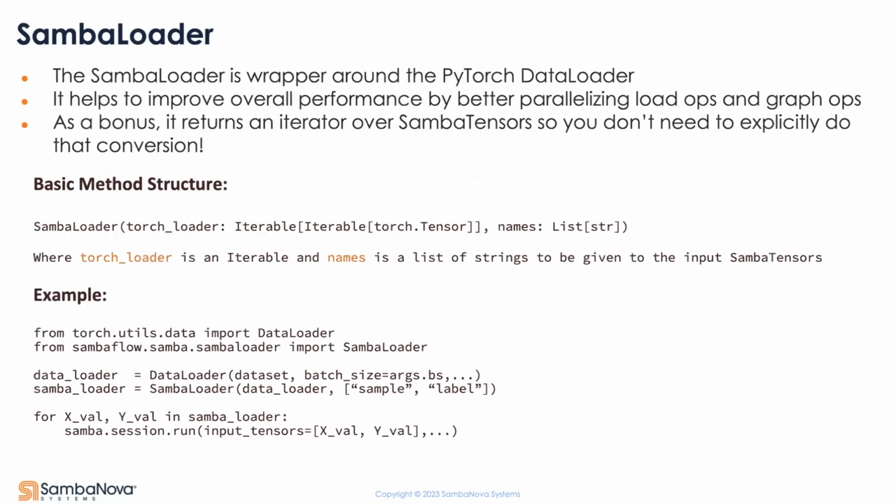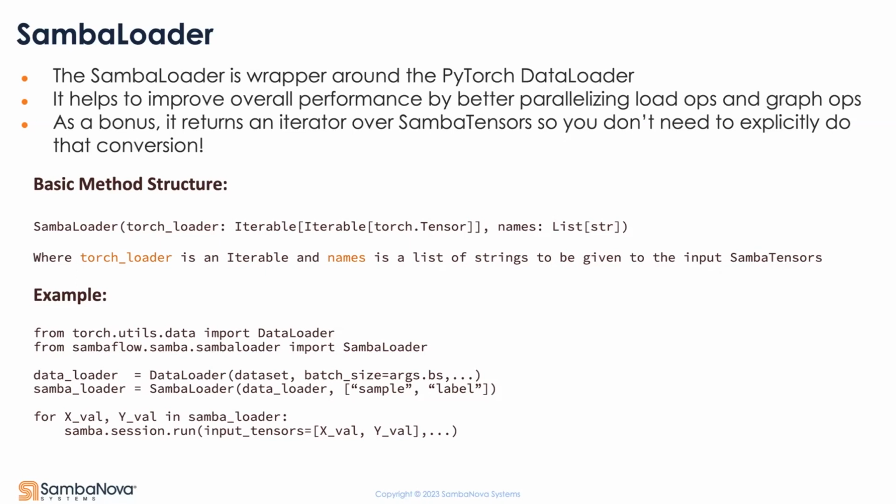So there's one last little extra thing I want to share, and that's the Samba loader. You've seen that we provide methods for handling torch tensors, the Samba tensor. Well, we also have a means to enhance and improve the torch data loader. The Samba loader is just a wrapper around the data loader from Torch, and what it does is it more efficiently parallelizes load ops and graph ops for use on RDU. So it better interleaves those things. And as a bonus, you don't have to explicitly convert your tensors into Samba tensors. The Samba loader will do it for you.